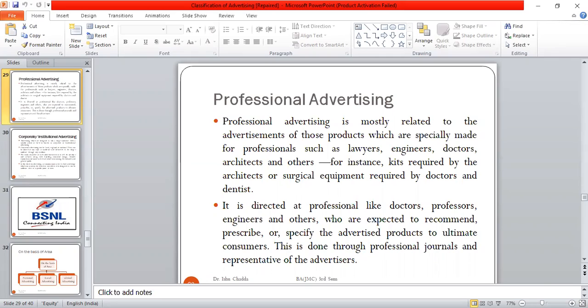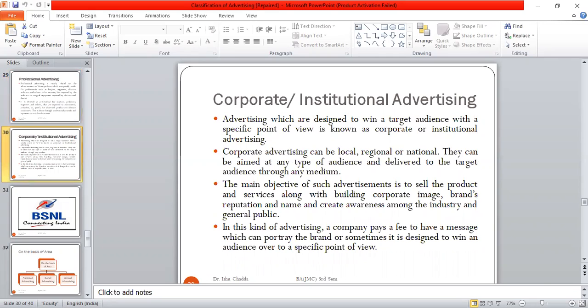It is directed at professionals like doctors, professional engineers, and others who are expected to recommend, prescribe, or specify the advertised product to the ultimate consumer. This is done through professional journals and representatives of advertisers. For professional advertisement, this is actually done by individual professional journals and the representatives of the advertisers.